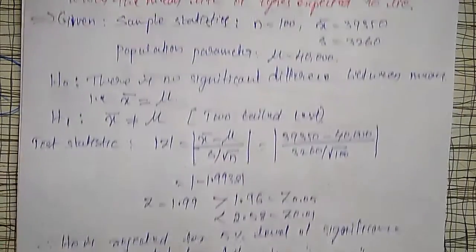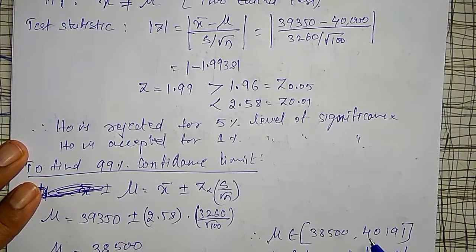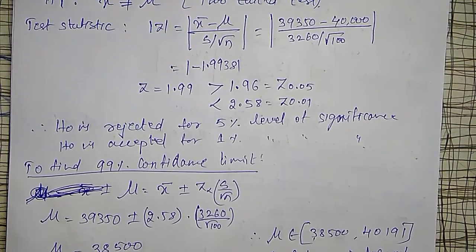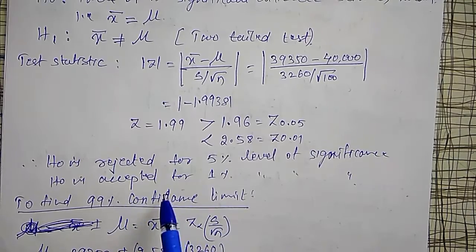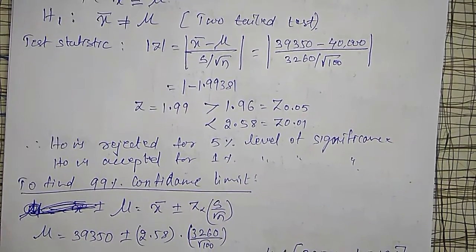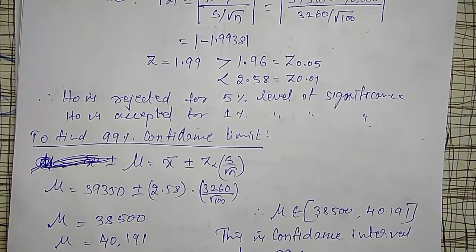Just you can check here, the mean is equal to 40,000. Here also 40,000 is lying between them for 99%. That limit may change for 5%, that's why we are accepting for 1% here. Accepting for 1%, for 5% we are rejecting. Okay, these are examples on test of significance for the means.